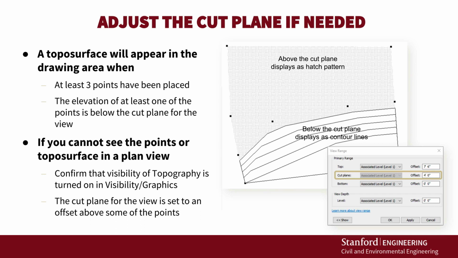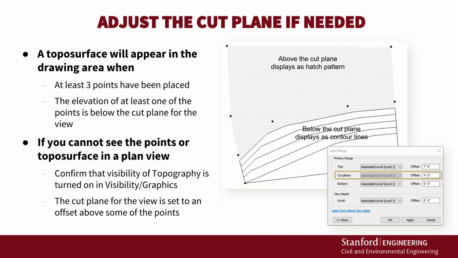The topo surface will appear in the drawing area if at least 3 points have been placed. We need at least 3 points to create a surface, and the elevation of at least one of those points must be below the cut plane for the view. So the surface actually has to intersect and go below the cut plane in order to be visible.